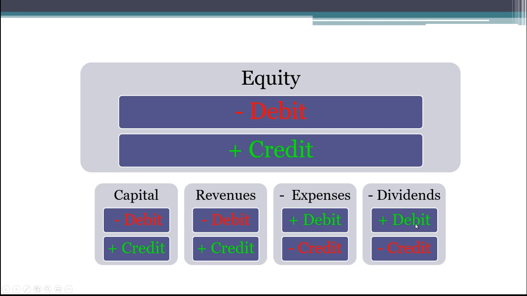Dividends, same thing. The only difference is dividends don't impact net income. They go straight to retained earnings. If you debit a dividend to increase it, that debit decreases equity and it decreases retained earnings. So the normal balance of dividends and expenses is a debit, very similar to the assets.